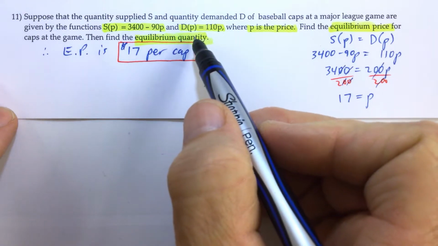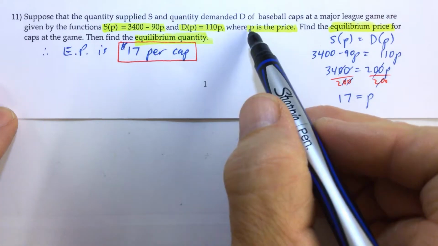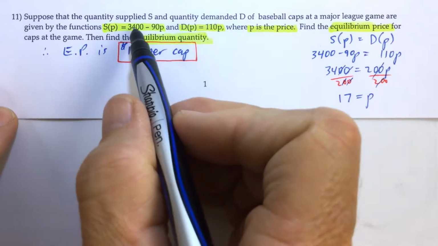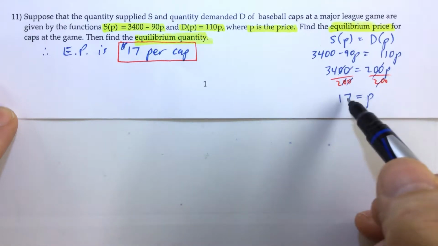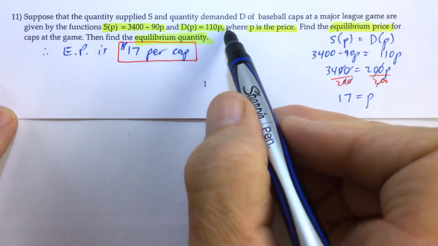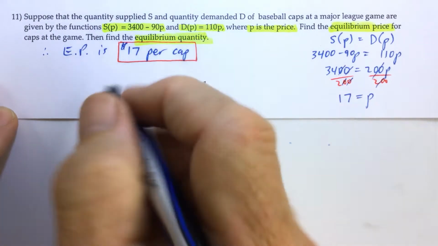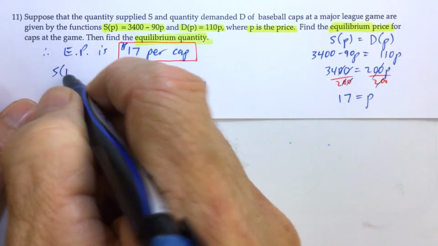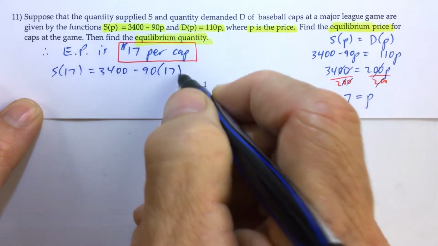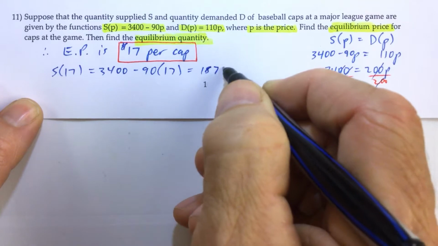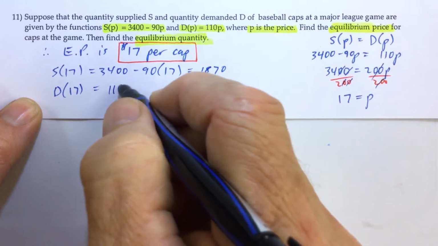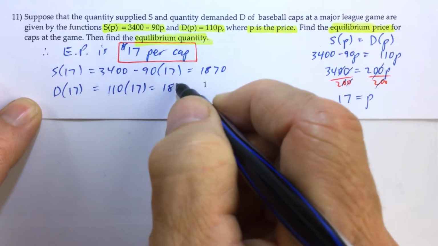Well, the equilibrium quantity is when you plug 17, the P, price, into either the supply or the demand. You're going to get the same value because we set them equal to each other. And we found the number P equals 17 that would cause the supply to be equal to the demand. So you can choose either one. You're going to get the same value, and I'll show you how that works. The supply, if you plug in 17, is 3400 minus 90 times 17, and I'll let you do the math. That's 1870. And if you plug 17 into the demand equation, you get 110 times 17, and that's also 1870.